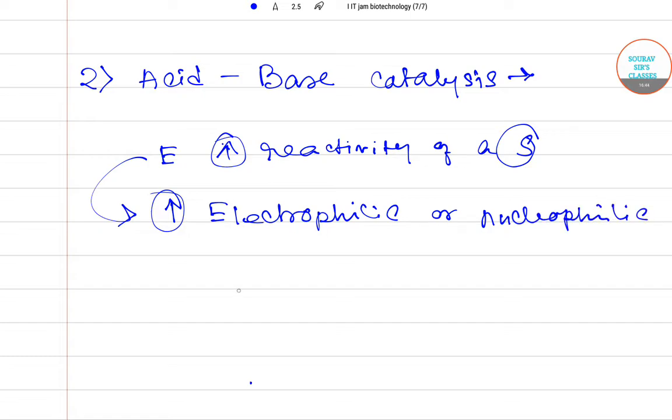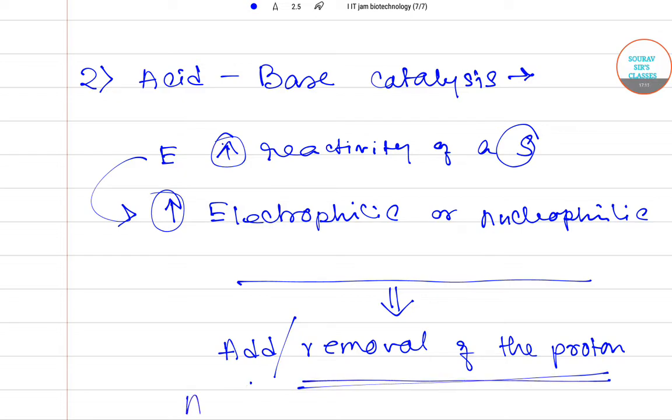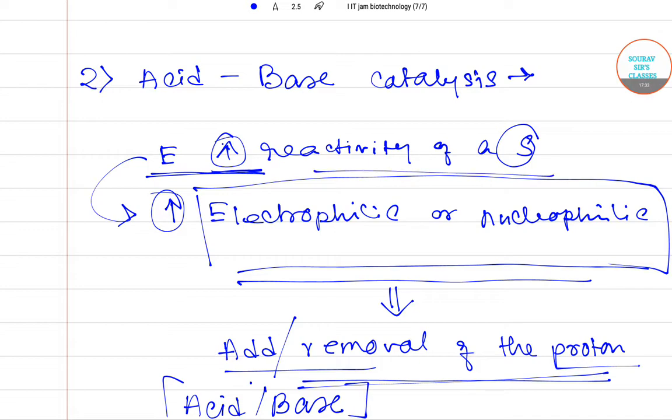And this electrophilic or nucleophilic character is actually achieved by the addition or removal of a proton, and this proton is generally provided by an acid or base. When the acid or base provides this proton to be removed or added for an increase in electrophilic or nucleophilic character in the enzymatic reaction, then the enzyme increases the reactivity of a substrate. So that is why we call it acid-base catalysis.